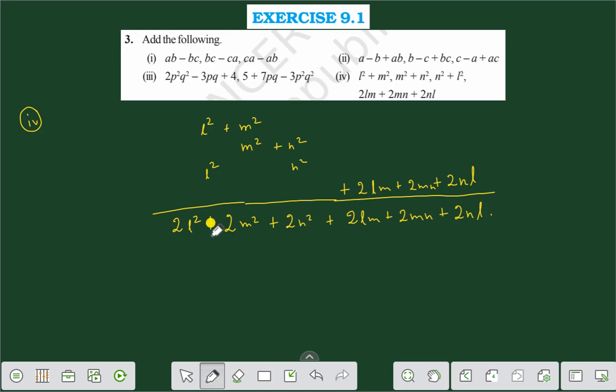If we take 2 common, then we get L square plus M square plus N square plus LM plus MN plus NL. And this is the answer.